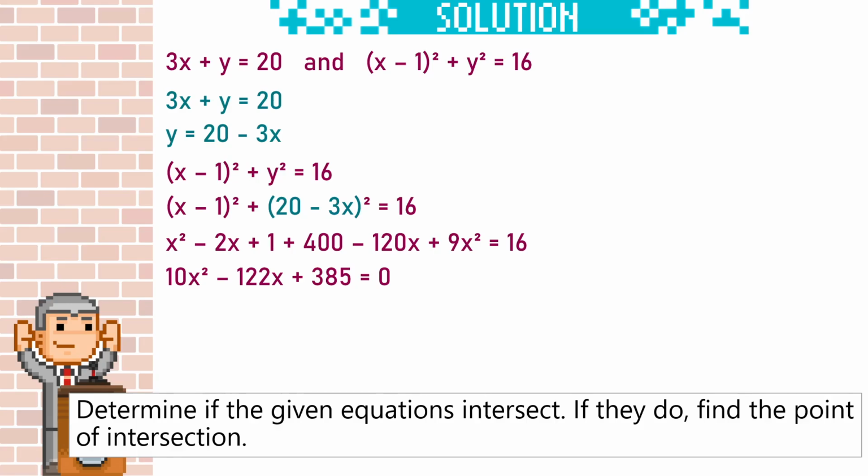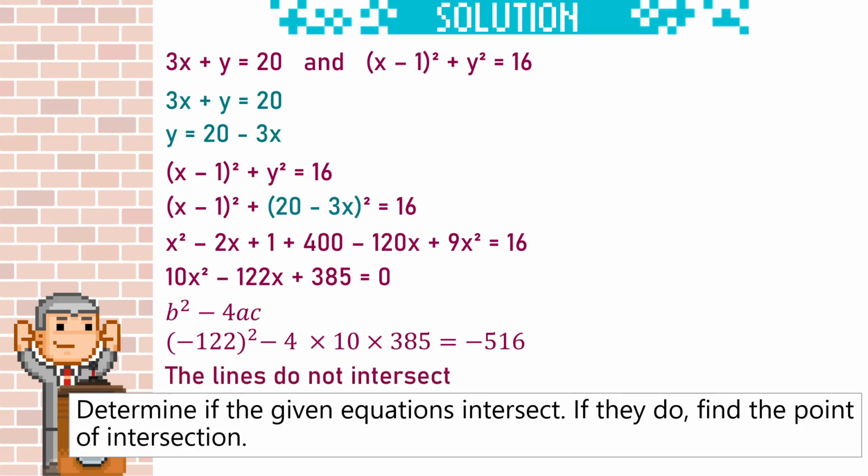To test whether we have intersections, we can use the discriminant, which is b squared minus 4ac, which we can do, and we get the answer of minus 516, which means there's no real solutions. If there's no real solutions, it means the lines do not intersect.